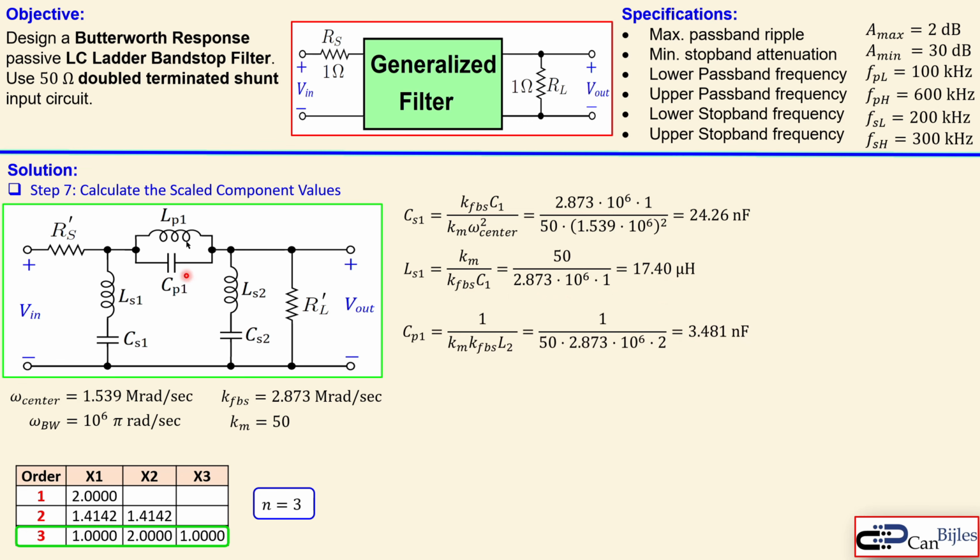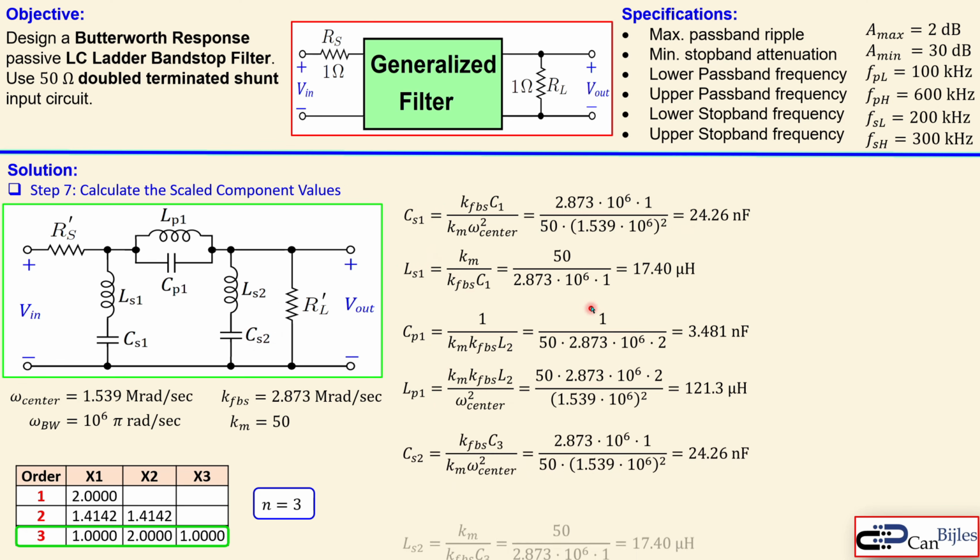Now for the CP1 and LP1, you get this and this formula. Again, you see in some cases we use the omega center squared, and in others we don't. These are the values for the CP1 and LP1. In a similar form for the CS2 and LS2, that's actually the exact same because it doesn't change. The only change is here the C3 and L3, because L2 was 2, you see that, and C3 is also 1, because you look at the coefficients here. This is C1, this is L2, this is C3. Now we have the 6 components we required for this band stop filter.